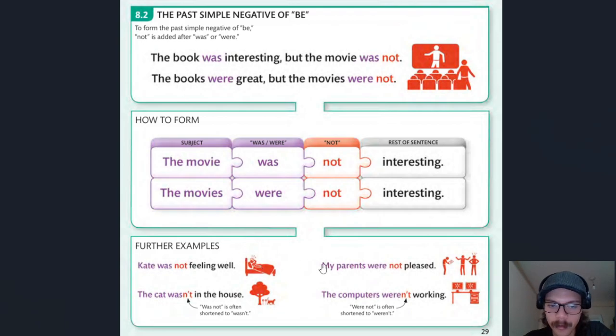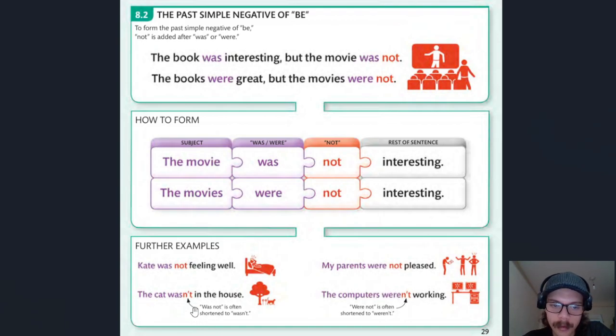So let's read the further examples. Kate was not feeling well. My parents were not pleased. The cat wasn't in the house. The computers weren't working. So the first two on top is exactly what we already saw. Kate was not, and then my parents were not. The bottom two have the contraction. So wasn't is the same as was not, and then weren't is the same as were not.